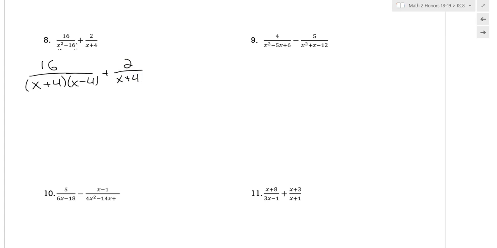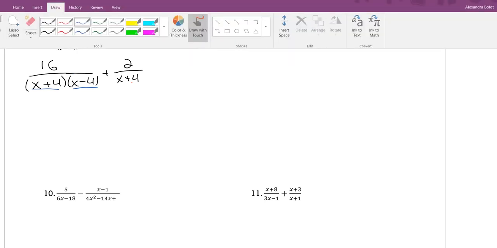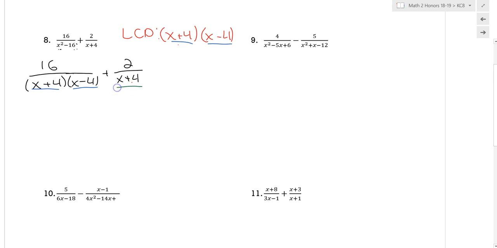Okay. So LCD, our least common denominator. This one has an x plus 4 and an x minus 4. Starting back at the beginning, not repeating, we've already used x plus 4, so that's it. What are we missing? This one has both of those. It's not missing anything. This one has the x plus 4. It's missing the x minus 4.